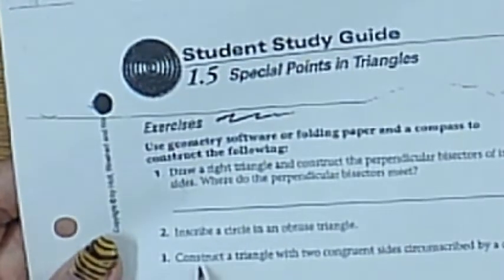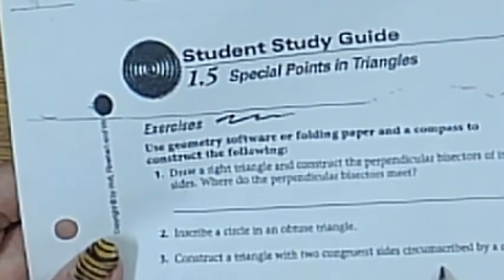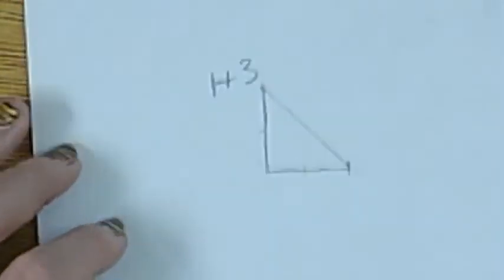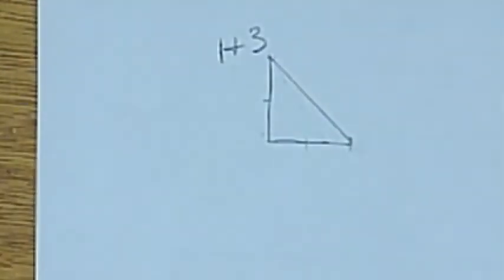So on number 1, it says draw a right triangle. We just did that. Construct the perpendicular bisectors of the sides. So you have to do that to do number 3, which asks you to do now the circumscribed circle. So this is number 1 and number 3 together. Does that make sense? To save you steps? And if you're not listening, you're just going to do more work.